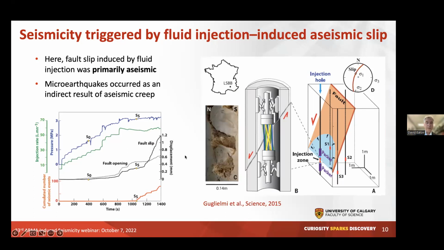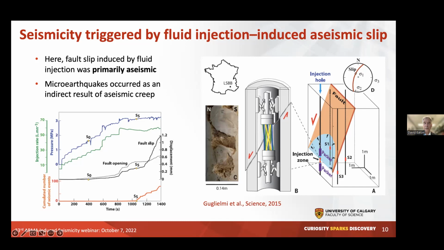Now, I'll start things off with examples of slow fault slip, with this very nice paper published in Science by Guglielmi and others in 2015. This paper describes an experiment where a well was drilled through a known fault, and then a probe called a SIMFIP probe was used to pack the fault off, allowing the fault to be pressurized. Then the strain and displacement components could be very precisely measured using the probe, as shown here.